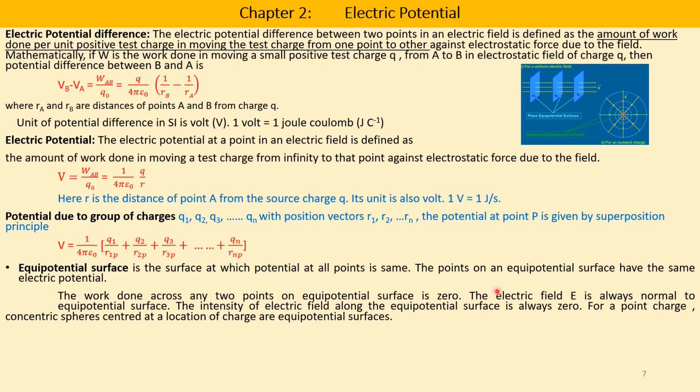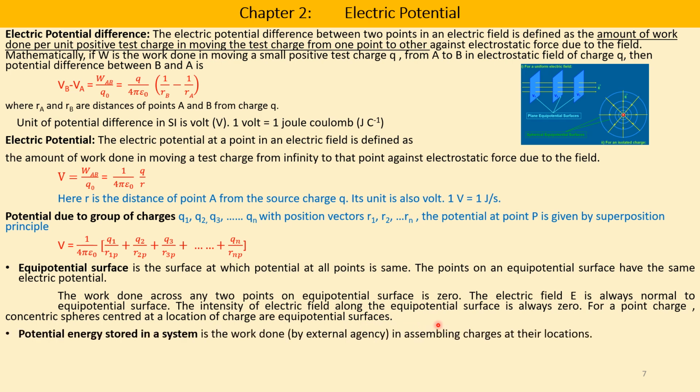The work done across any two points on an equipotential surface is zero. The electric field E is always normal to the equipotential surface. The intensity of the electric field along the equipotential surface is zero. For a point charge, the concentric spheres as shown in the figure above, which are centered at the location of the charge, are equipotential surfaces.